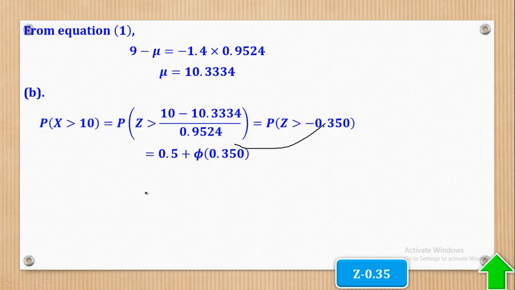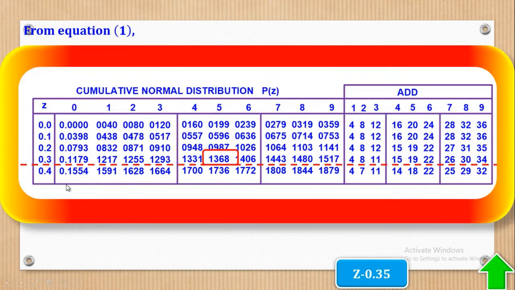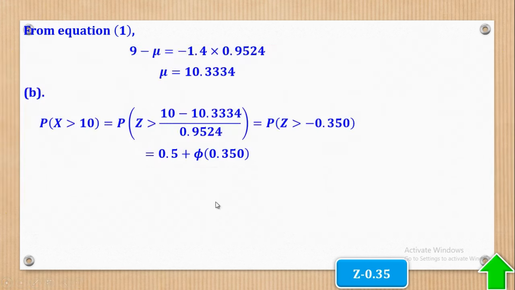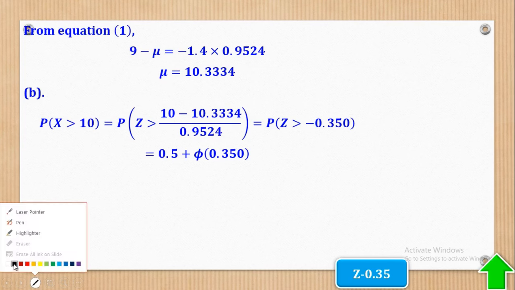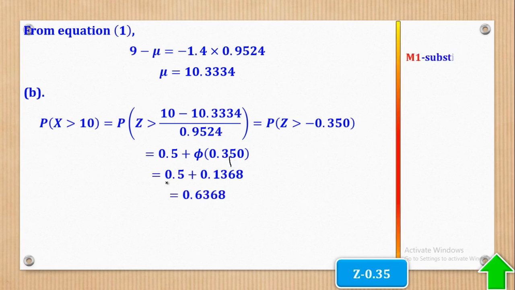The next is to get this value from mathematical tables. 0.3 is there, and 0.5 is there, so it is 1368. Since it is supposed to be to 4 decimal places, it will be 0.1368. So you come here and substitute for phi of 0.350, and in the end we get the final answer. So basically that's what they wanted.